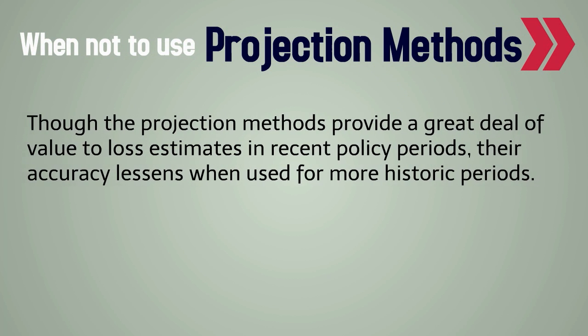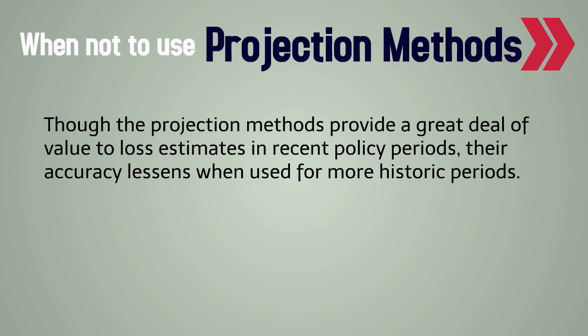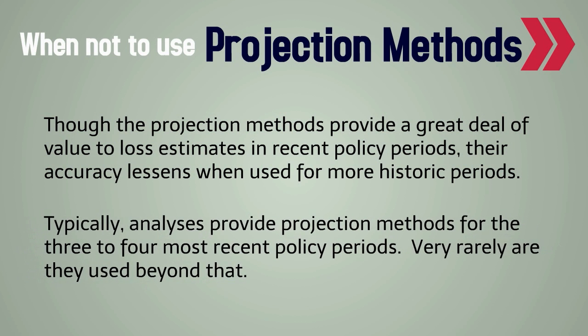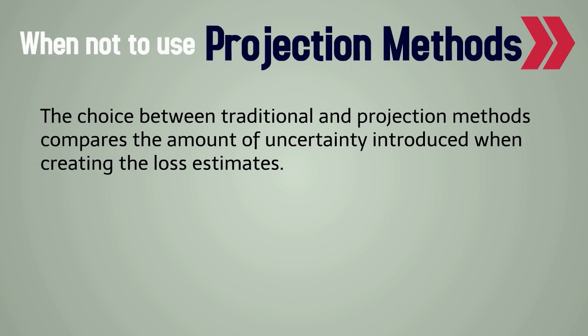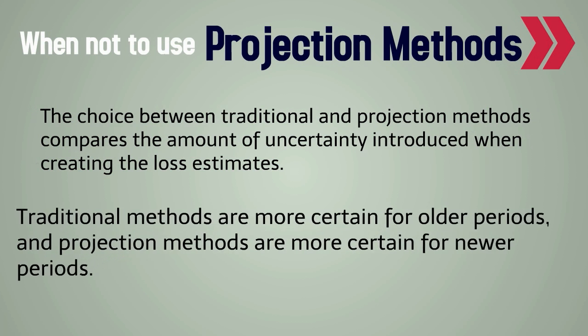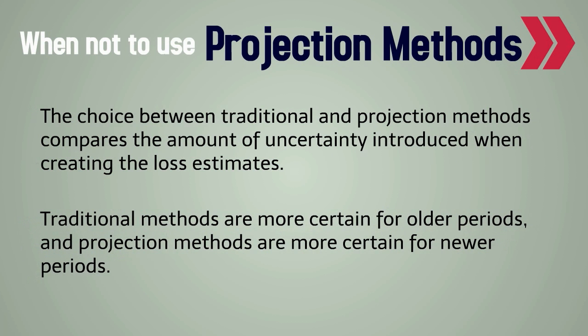Though the projection methods provide a great deal of value to loss estimates in recent policy periods, their accuracy lessens when used for more historic periods. Typically, analyses provide projection methods for the 3 to 4 most recent policy periods. Very rarely are they used beyond that. The choice between traditional and projection methods compares the amount of uncertainty introduced when creating the loss estimates. Traditional methods are more certain for older periods, and projection methods are more certain for newer periods.